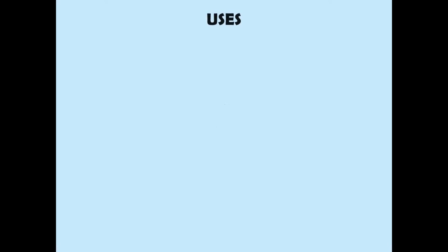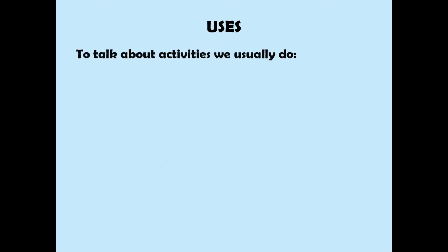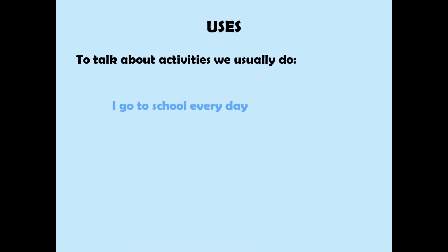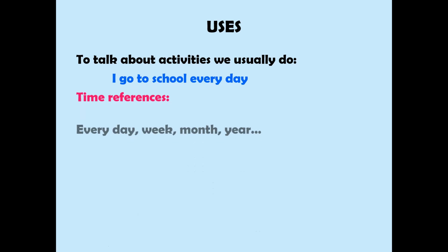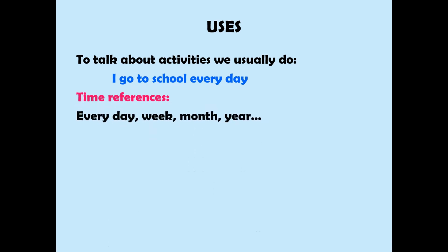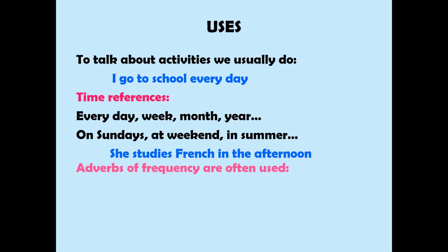Obviously, for the present simple, we have to know the uses. So we talk about activities we usually do. For example, I go to school every day. Time references or time expressions. We can use every day, week, month, or year. On Sundays, at the weekend, in summer. For example, she studies French in the afternoon.